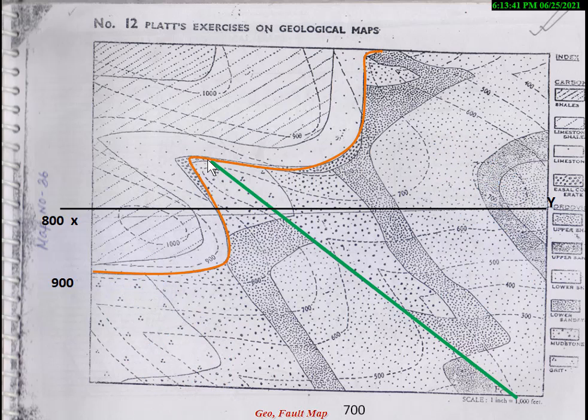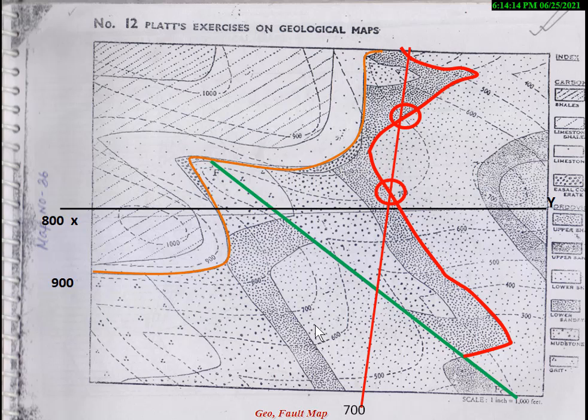Okay, this is the fault line, this is the left side and this is the right side. Now we need to draw a strike line. So for this strike line we should select a bedding line, either this bedding line or this bedding line. I select this bedding line, the red bedding line.